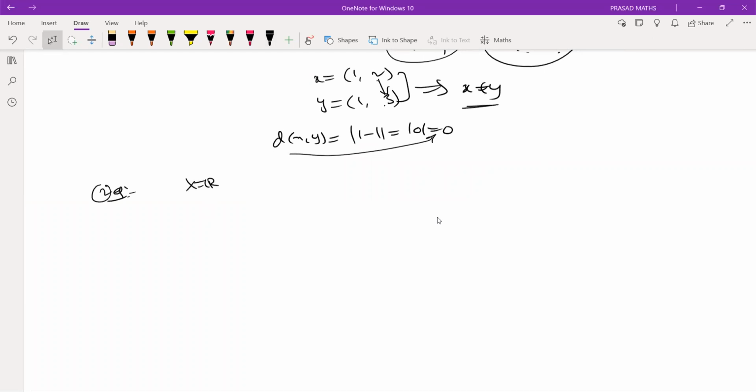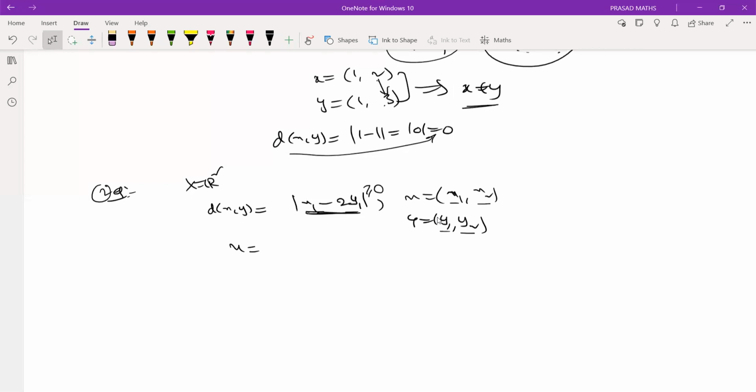Now suppose I take X equals R square, and d of x comma y is equal to mod of x1 minus 2y1. Is it a metric? Again, the same argument. This is a real number, and the modulus of a real number is always non-negative, because x1, x2, y1, y2 are real numbers. Therefore, for the first condition there is no problem.